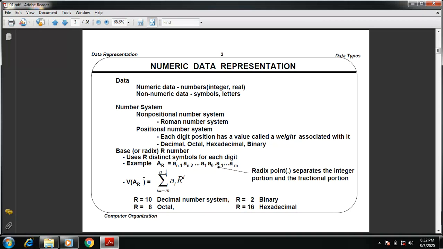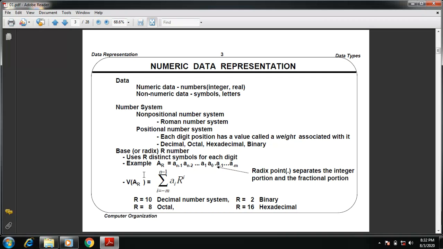Non-positional is the Roman number system. In the positional number system, each digit position has a value called a weight associated with it. Sometimes the positional number system is called a weighted code because each position has a separate weight. What are the positional number systems? First is binary, second is octal, third is decimal, fourth is hexadecimal.